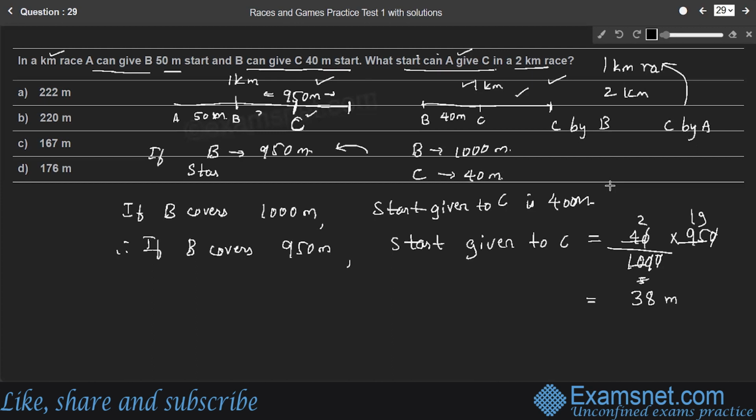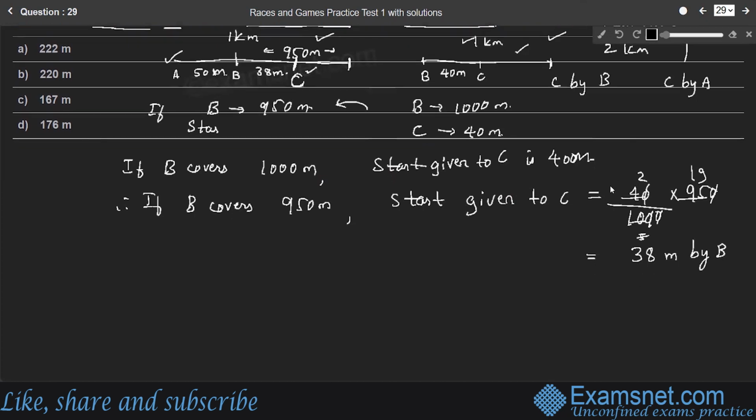So such that B to C distance will be 38 meter, right? Start given to C by B particularly, right? By B, not by A, right? By B is 38 meter. Then start given to C by A will be, right?